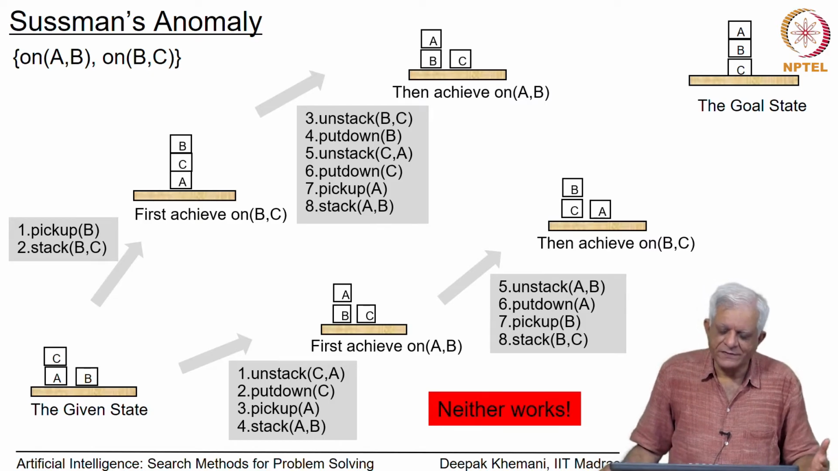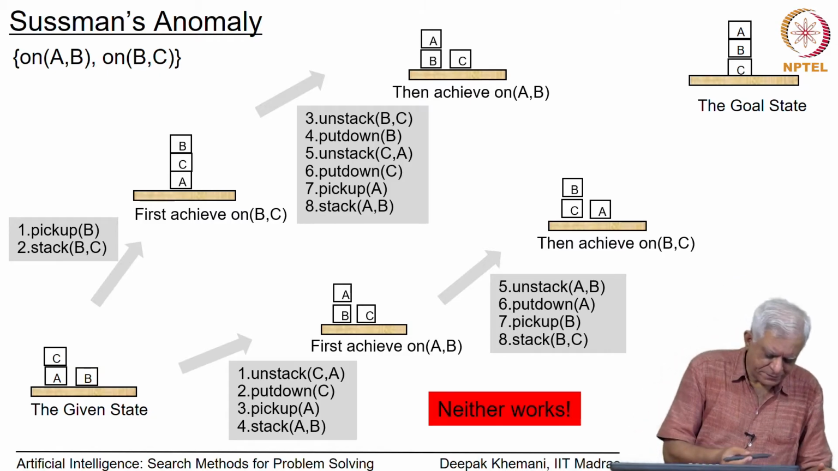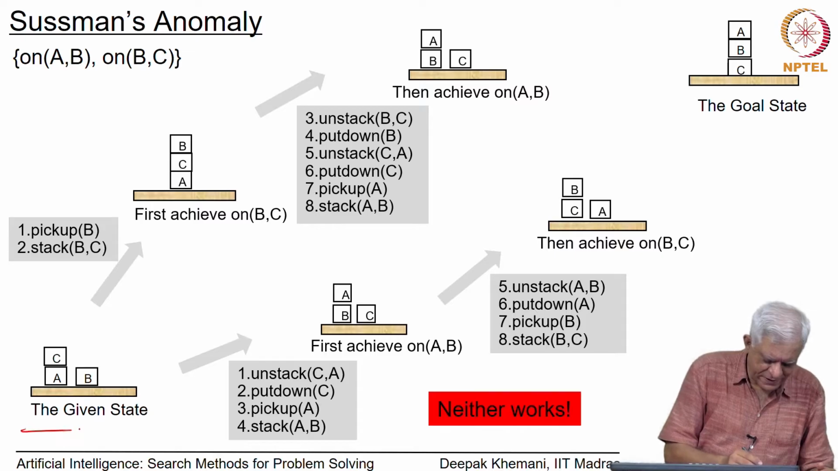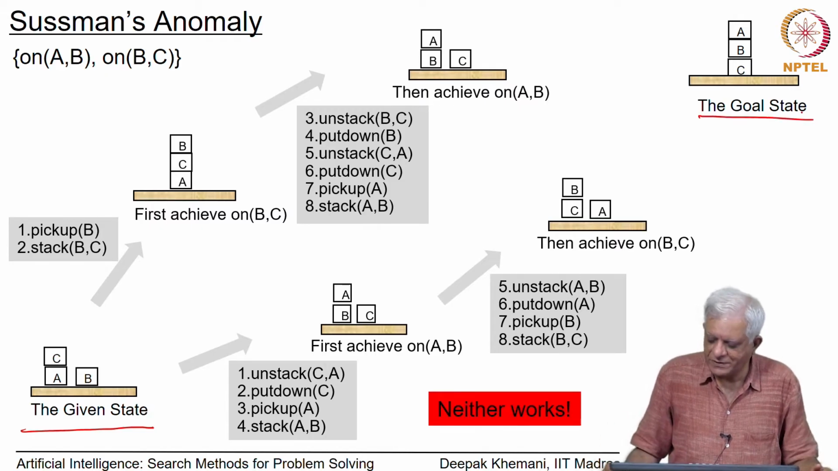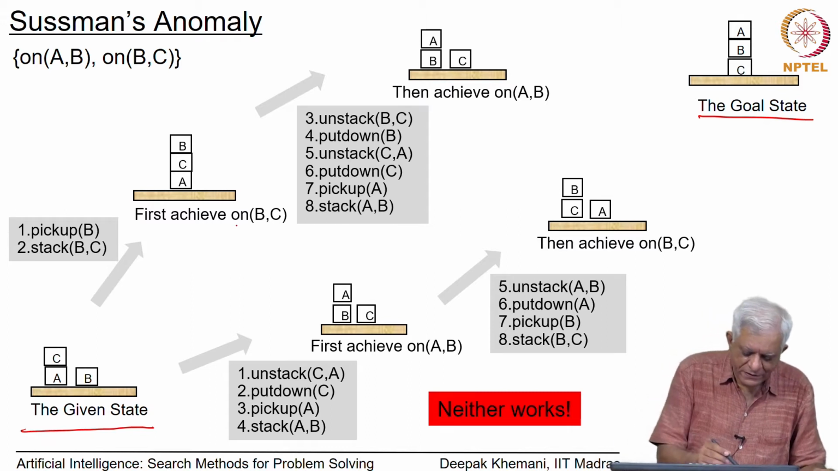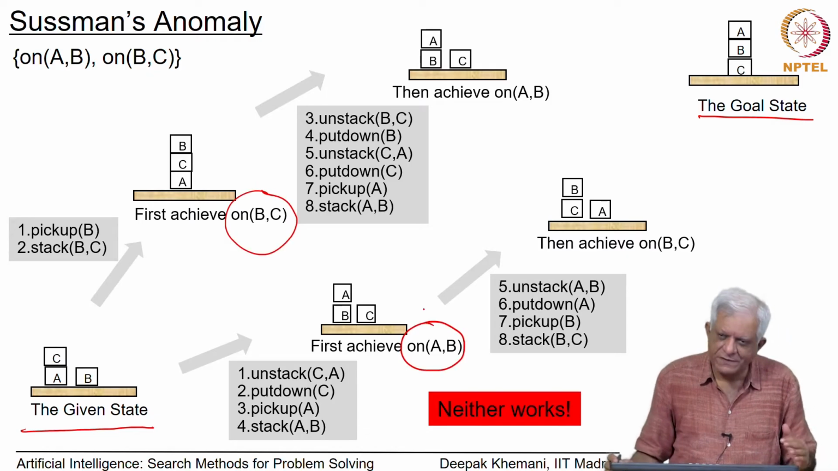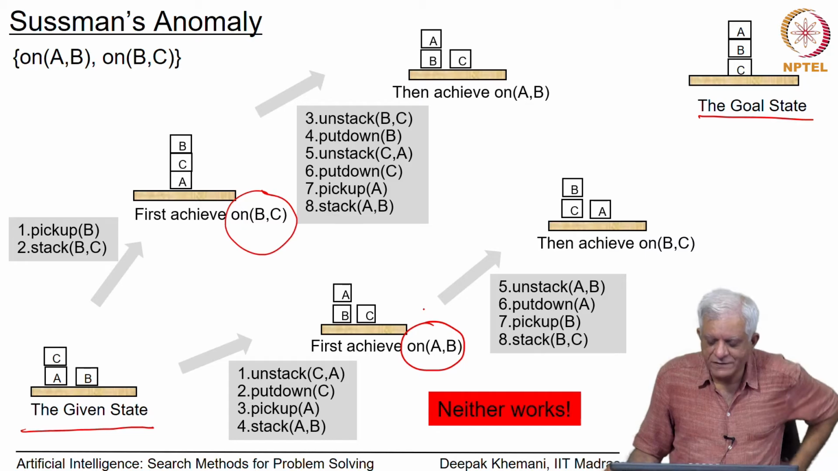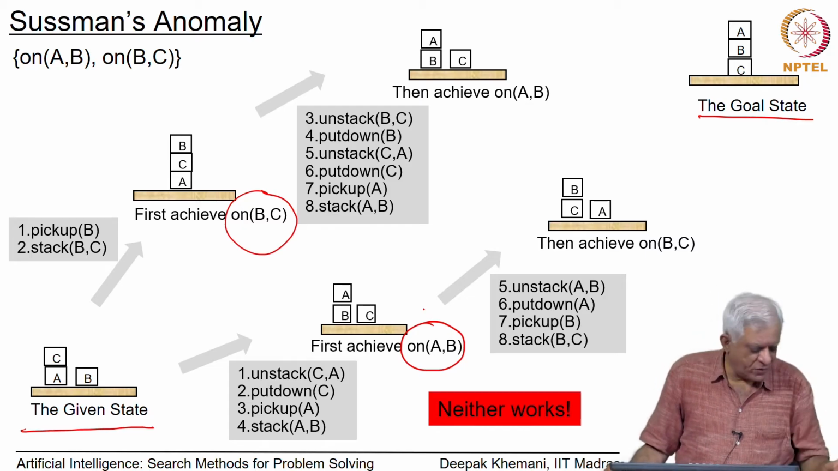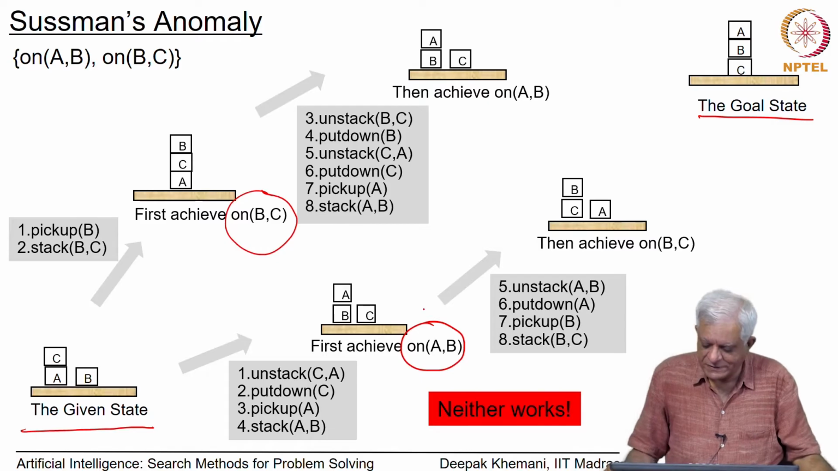A very simple and elegant example of that was Sussman's anomaly, which we saw here, where the initial state was 3 blocks, C on A and B on the table, and the goal state was to get A on B on C. Whichever order of the two goals we choose, either on BC or on AB, by the time we solved the second one, we could not achieve the final goal, and moreover the plans were much longer.